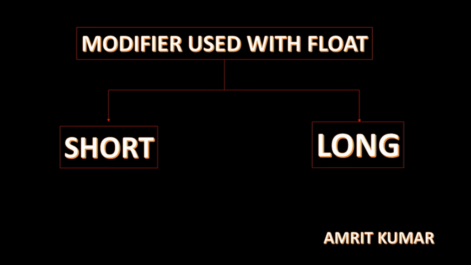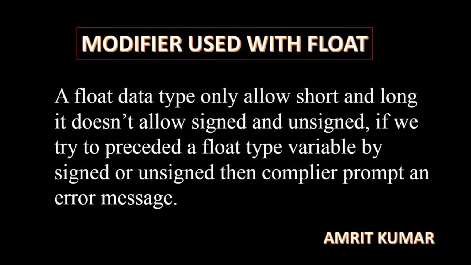What we have studied here is that modifiers used with the float are classified into two parts, short and long. We have also studied that a float data type allows only short and long and does not allow signed and unsigned. Signed and unsigned are used with the character as well as the integer data type. So if we try to precede a float type variable by signed or unsigned, then the compiler is going to give you an error message. This is the criteria that you need to follow, the rule of the C language that the compiler follows.